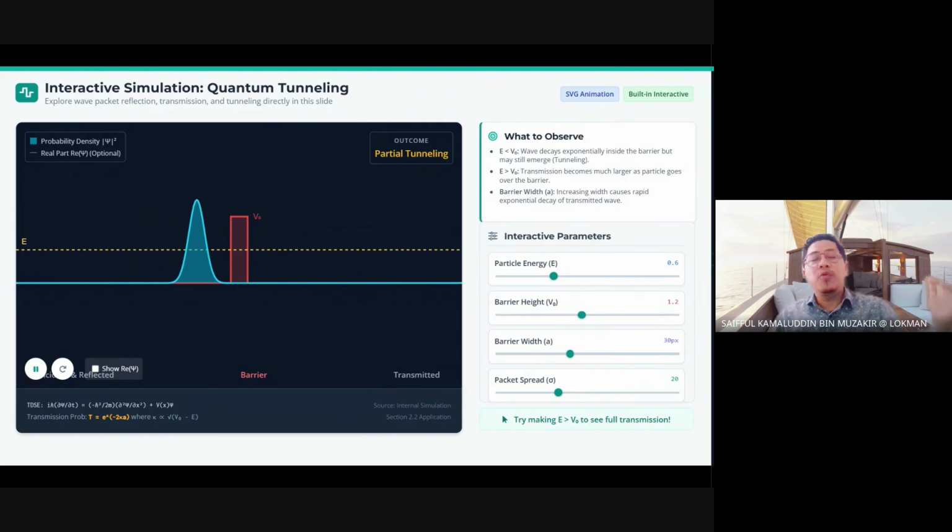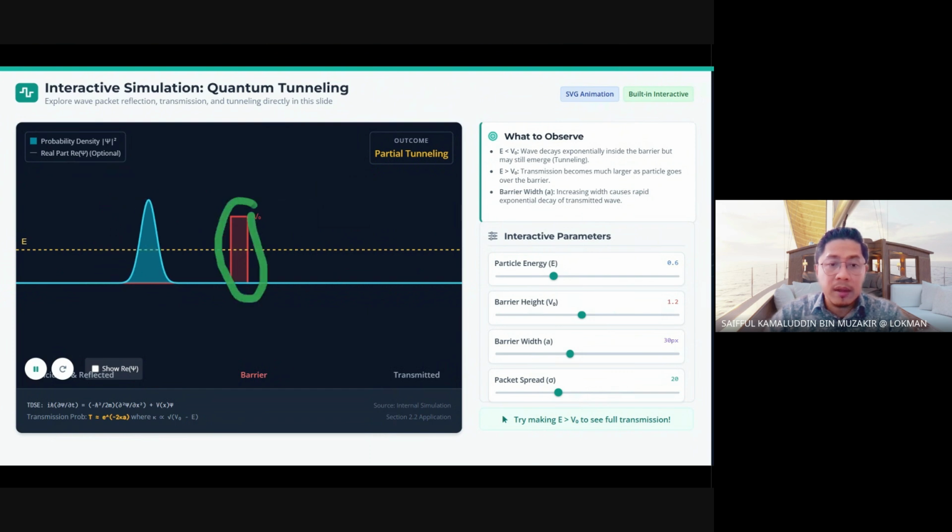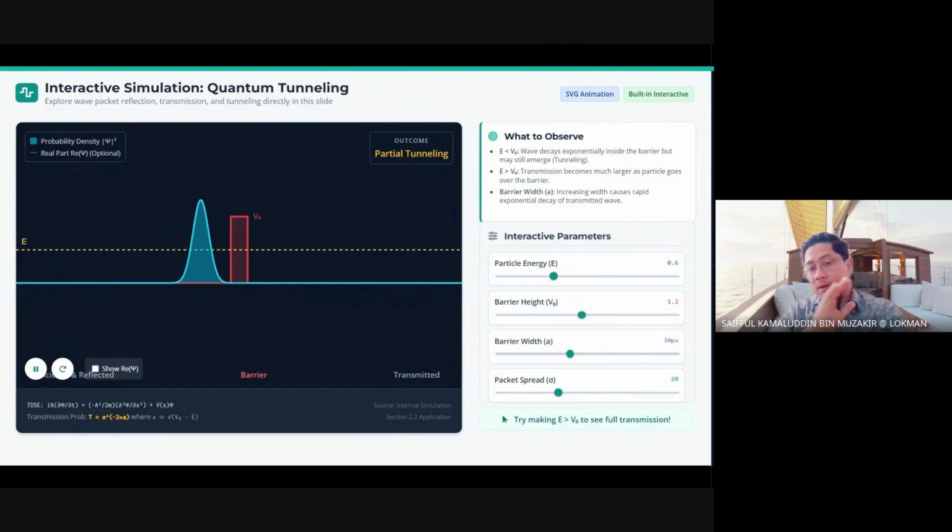This is a wave function. The electron tries to penetrate the sample or the barrier, the red barrier. So it moves towards the barrier. What will happen? The tunneling could happen depending on your particle energy.